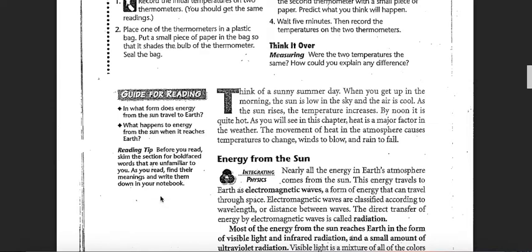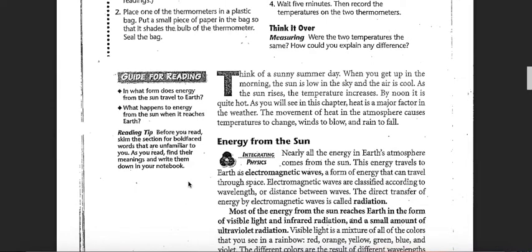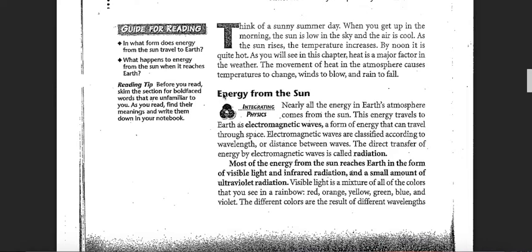And then this reading tip is super duper helpful. It says, before you read, skim the selection for boldface words that are unfamiliar to you. As you read, find their meanings and write them down in your notebook. I always say when you're taking notes, you want to look for the bold type, and that should be your main points, right? So maybe here for this first one, your main point in your note would be energy from the sun. And then you see that there are a few boldface words here. Electromagnetic waves, you'd want to define those. Radiation, you'd want to define that. And then clearly this whole sentence in bold is a big main idea that you need to write down too. So hopefully that is helpful for you.